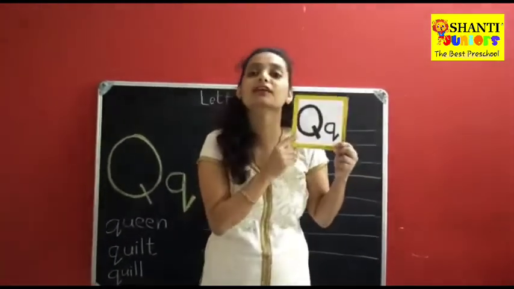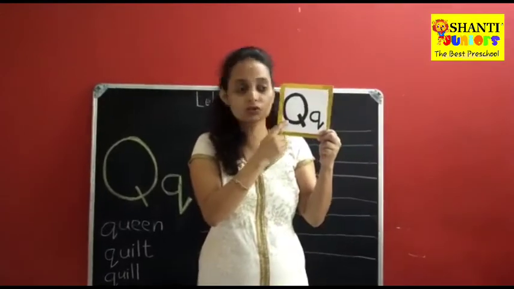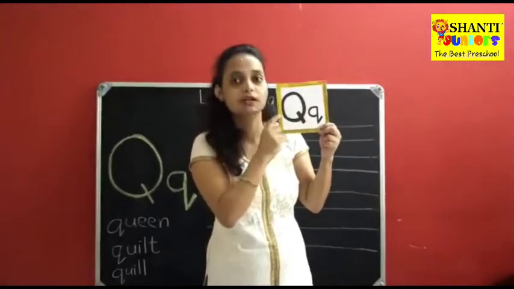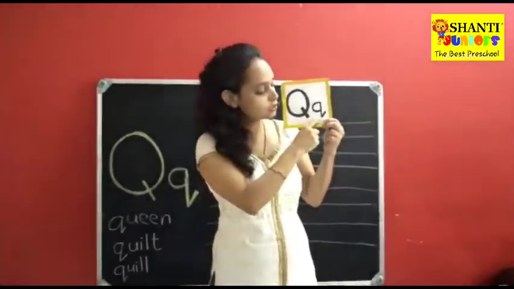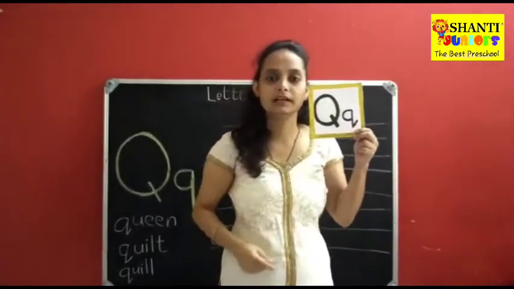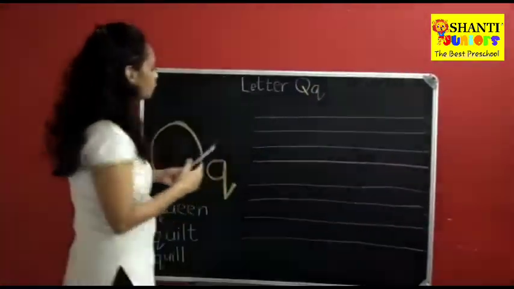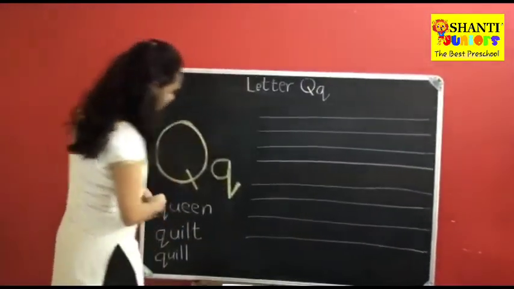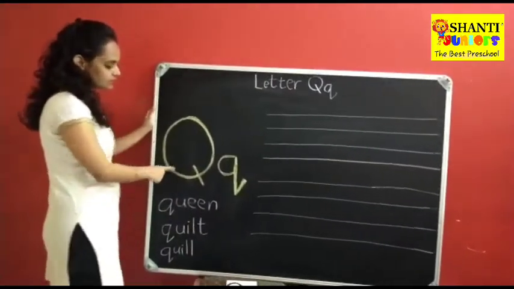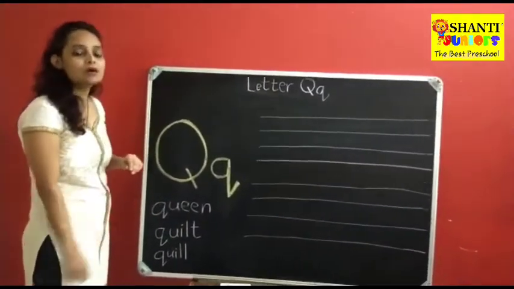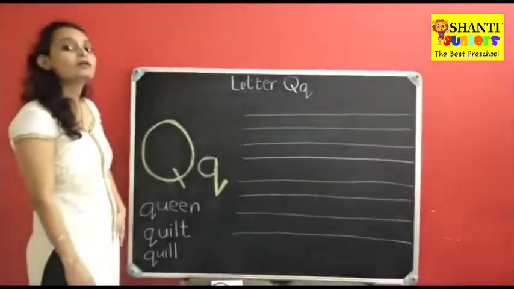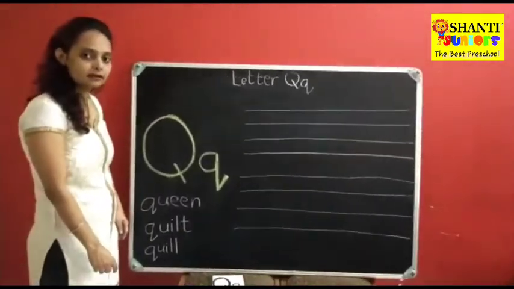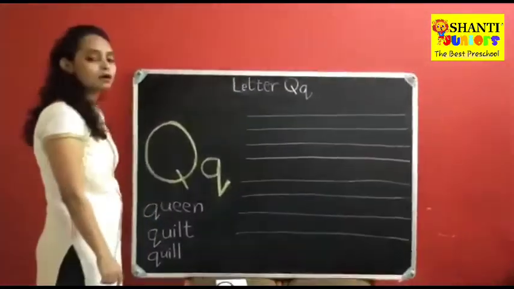This is letter Q. This is the uppercase Q. This is the lowercase q. This is the capital letter. This is the small letter q. Okay. So I will write and show you how to write letter q. So this is letter q, and the sound of letter q is, children, quack, quack. You have to say the sound like this, quack.